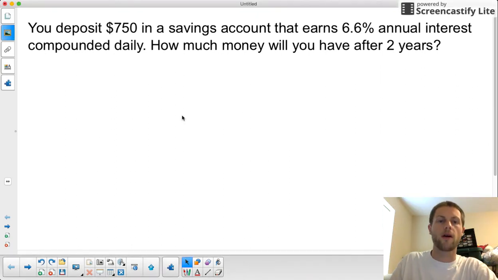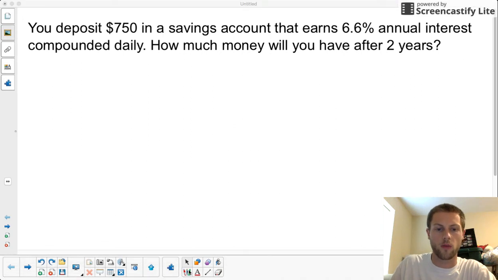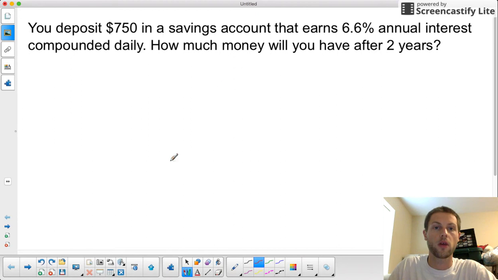Alrighty, here we have a compound interest problem, and we've got a bunch of information to grab, and we're basically plugging stuff into a formula and using the calculator to calculate whatever that value is. So let's see how this works here.